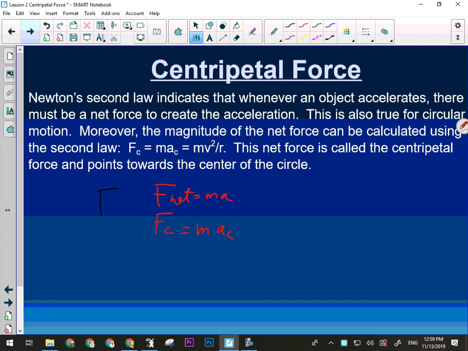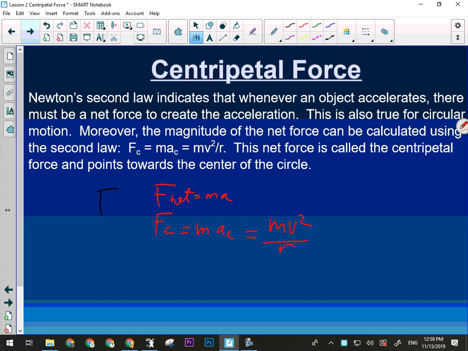Now, we have a formula for a_c. We just used it. What is it? It's v squared over r, which means to calculate centripetal force, we go F_c = mv²/r. That's still m times a, but now it's the circle. That will be your most important formula in this unit. You will use it like you used m times a in the last unit, basically all the time.